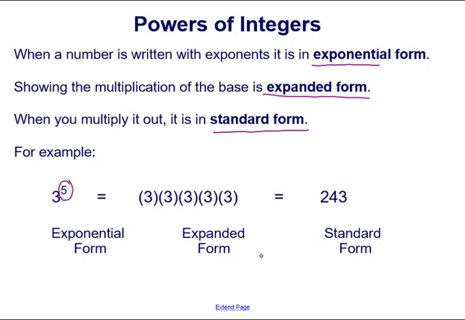So all 3 of these forms are representing that same number, 3 to the 5th, 3 times 3 times 3 times 3 times 3, and 243. It's just in 3 different forms. It just looks different.